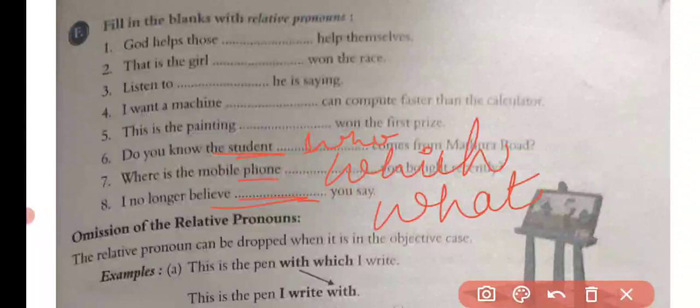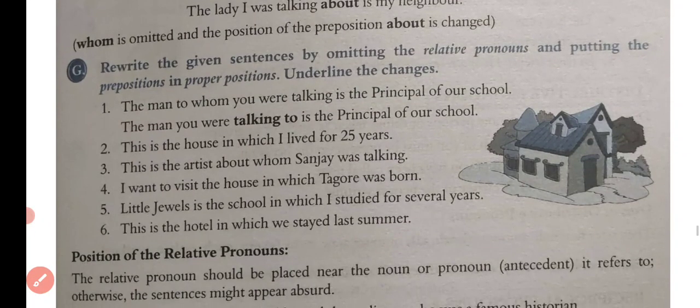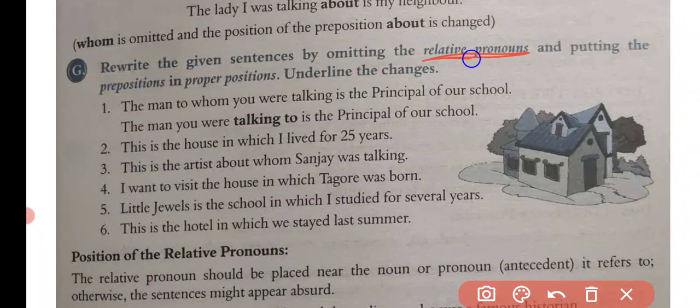Okay, so like this you have to complete the exercise. The next exercise is also very, very important, which is exercise G on the same page. So let's see what is there. Exercise G on page number 37. Here you have to rewrite the given sentence by omitting the relative pronoun and putting the preposition in its proper position. Omit means you have to remove the relative pronoun from here, right? And put the preposition in the proper position.